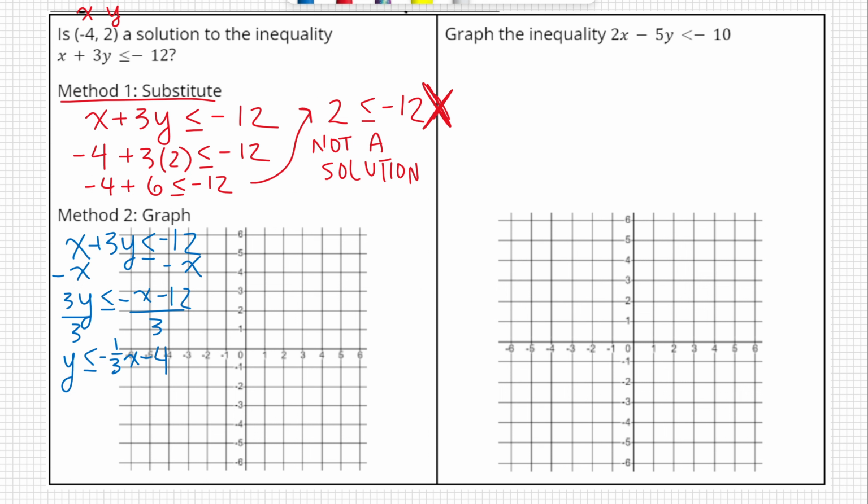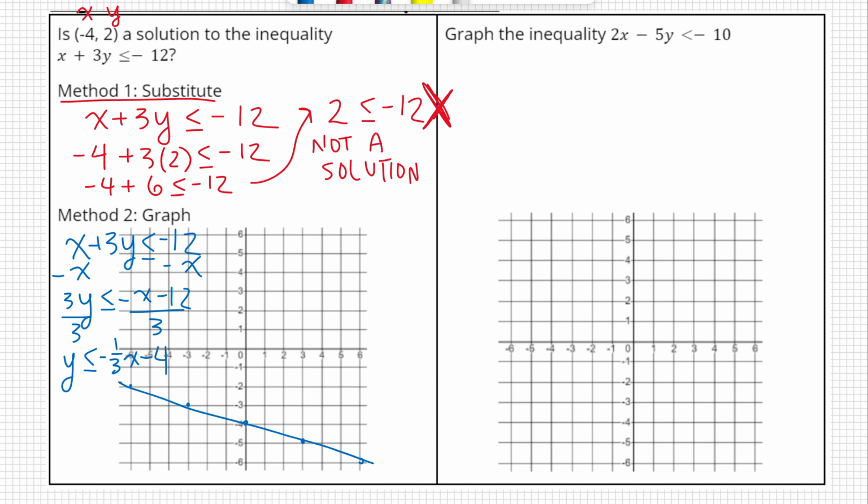Now I'm going to put this line in. And then I want y less than or equal to, so that means I want everything on the line or below it. Less than or equal to: on or below the line. And so my solution area is below this line, including the line itself.